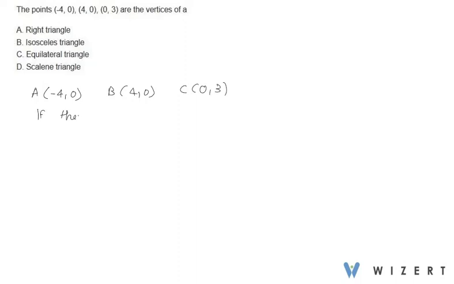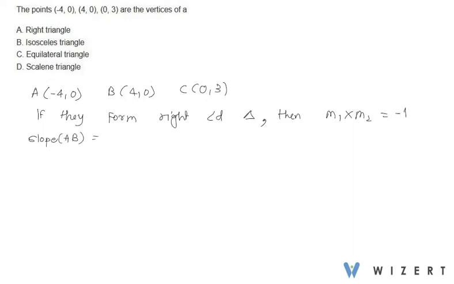If they form a right angled triangle, then the multiplication of the slopes of any two sides will be -1, because those two lines will be perpendicular to each other. So m1 into m2 should be -1. So let's first find the slope of all the sides.